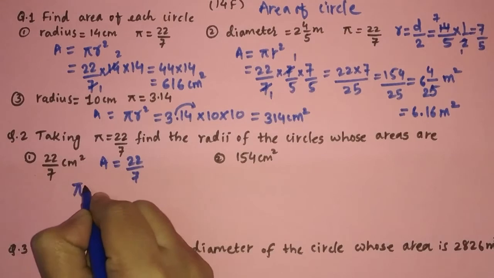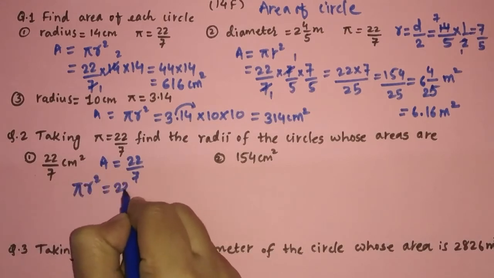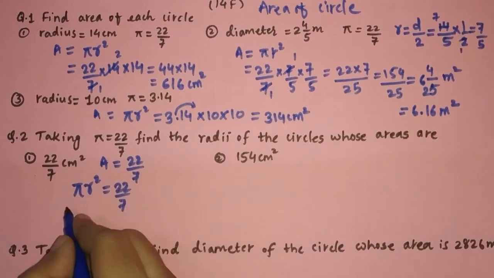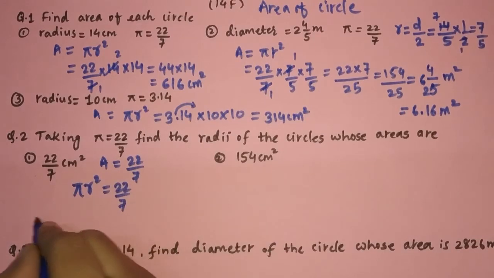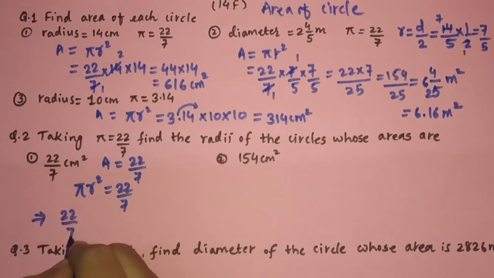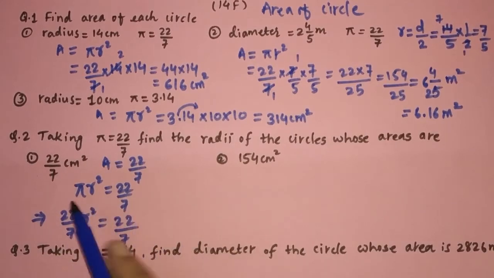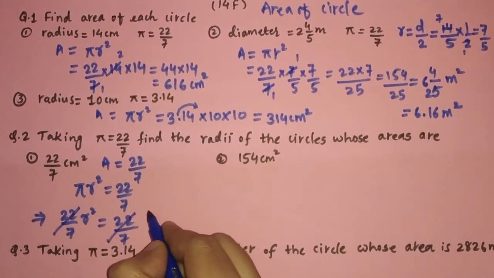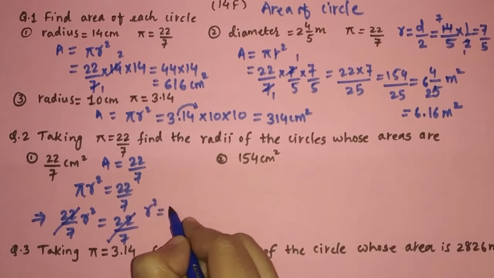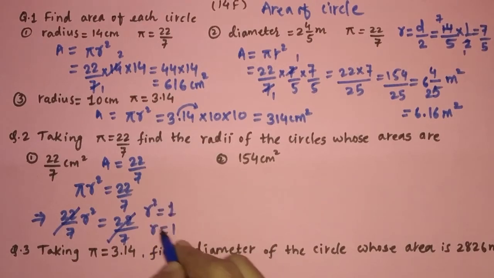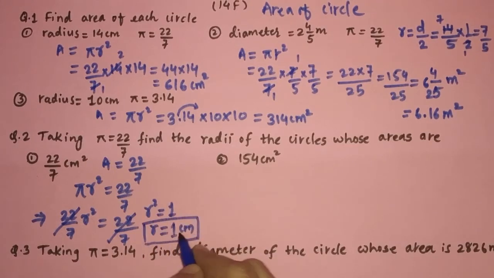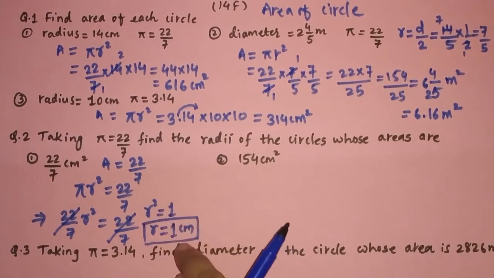We know that area's formula is pi r square, which is equal to 22 upon 7. So we know that our pi's value is also 22 upon 7. So r square is equal to 22 upon 7 on the right hand side, and on the left hand side, 22 upon 7 cancel. So we get r square is equal to 1. That's why r is equal to 1 centimeter. Here r square is 1 and square root of 1 is also 1.